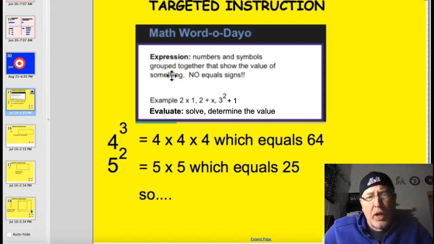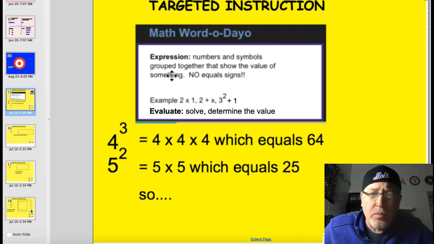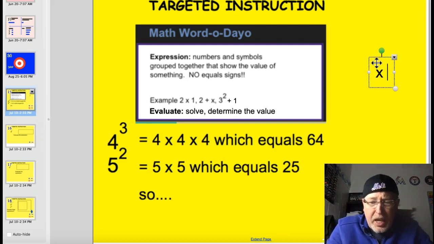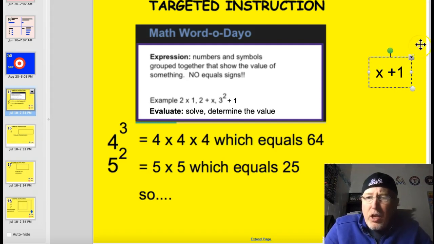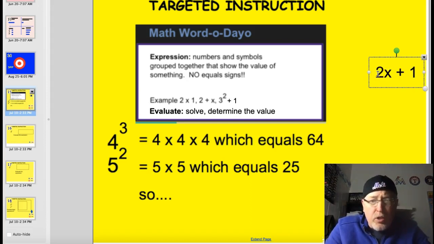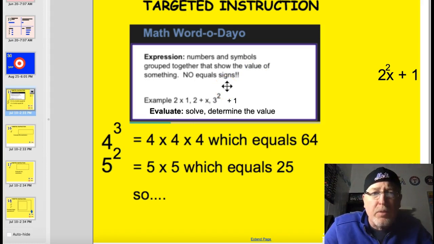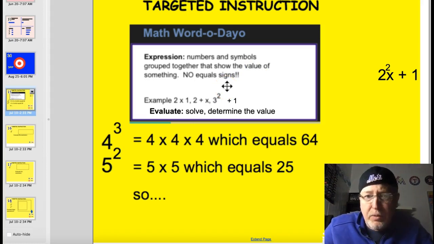Today, another word we're going to add is expression. An expression is some sort of combination of numbers and symbols that are grouped together that show the value of something. And there are no equal signs. Your simplest could be something like x plus 1. It could be 2x plus 1. I could even throw in an exponent, 2x squared plus 1. These are all different types of expressions. Notice there's no equal sign there.